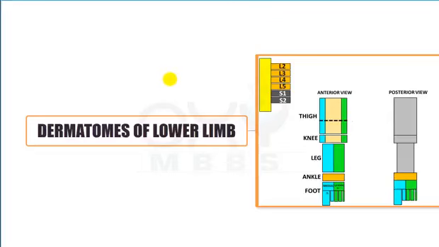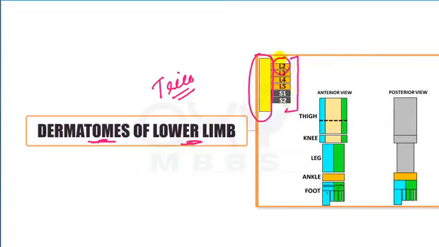Hi friends, in this video I will tell you a very simple trick with the help of which you can easily remember the dermatomes of the lower limb. So this is our spinal cord, and these are the spinal nerves from the L2 to S2 segments, because these are the main nerves which supply the skin of the lower limb.